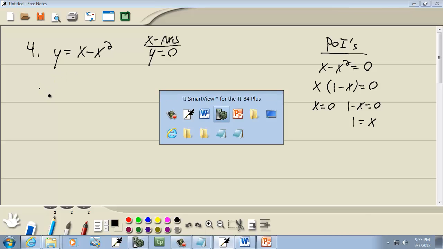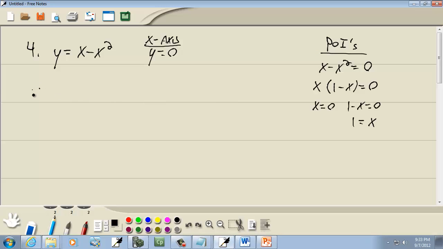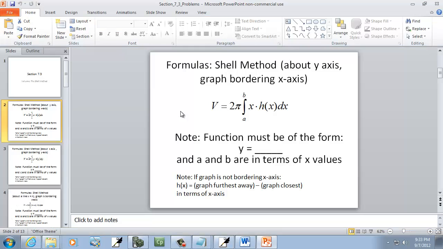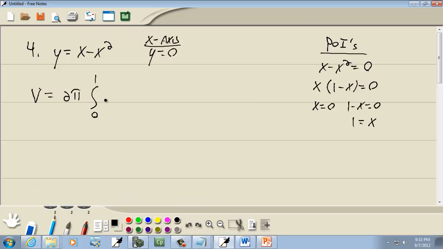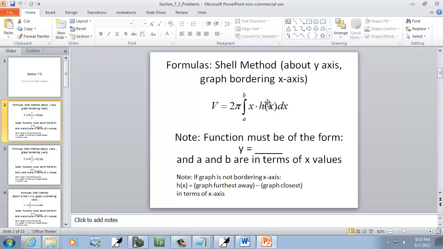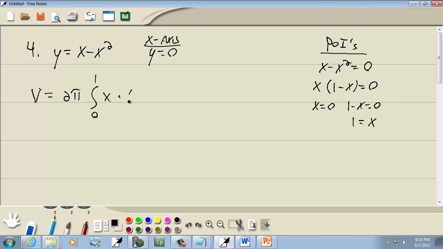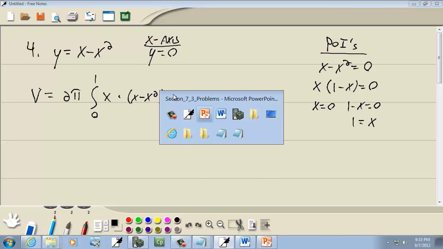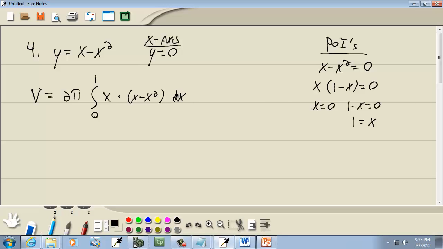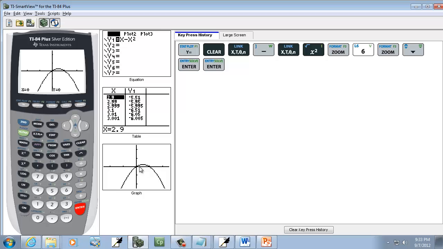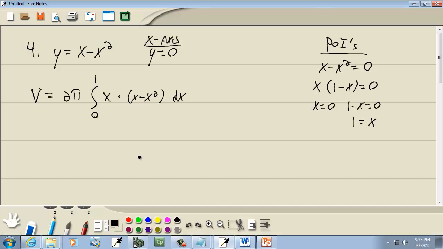Now our formula is over here. We want our volume is equal to 2 pi, integral from a to b, which we just found was from 0 to 1, and then this is always x for this particular type, times our h of x, which is going to be x minus x squared, and then dx. Now that's because of how this picture is arranged here. If we had a different setup, it might be different values there. But again, this is very, very straightforward.